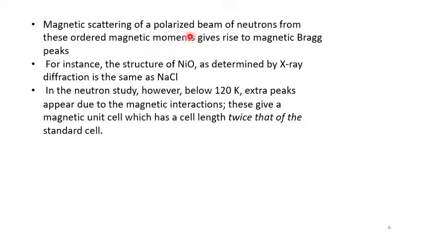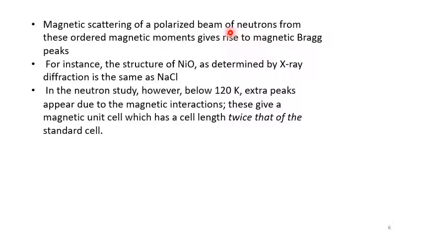Magnetic scattering of a polarized beam of neutrons. A polarized beam of neutrons means, actually, neutrons are spinning particles. The spin may be clockwise or anti-clockwise. For example, when there are more neutrons in the clockwise spin state as compared to the anti-clockwise spin state, then this beam of neutrons is called a polarized beam of neutrons.